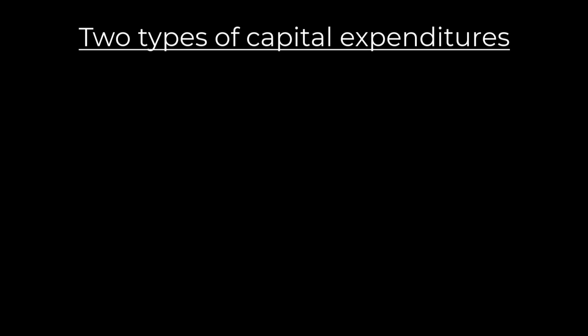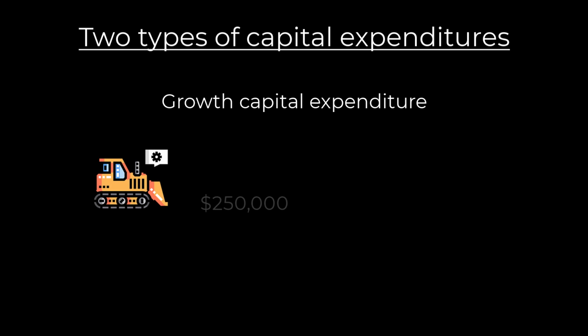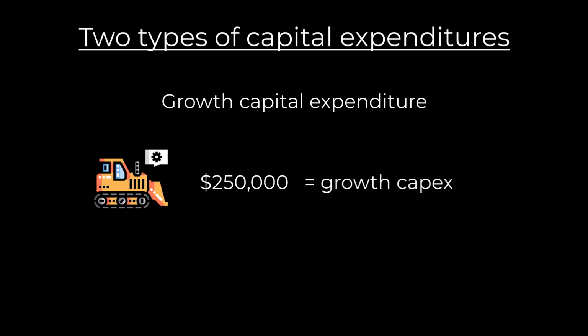The second type is growth capital expenditure. Let's say you decide to buy a second bulldozer for $250,000 so that you can work two jobs at the same time. That $250,000 would be growth capital expenditure because it is used to grow your business.